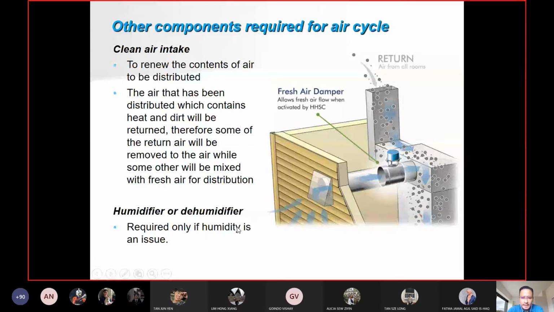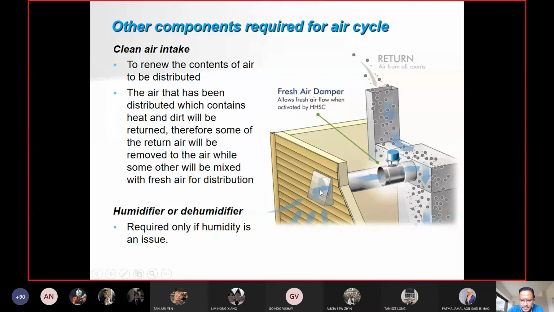Other components, clean air intake. This one can be in the larger system. You have pipes connecting to the outside of the building to take in some fresh air from the outside. Like this. So you have an opening connected to the air conditioning ducting.